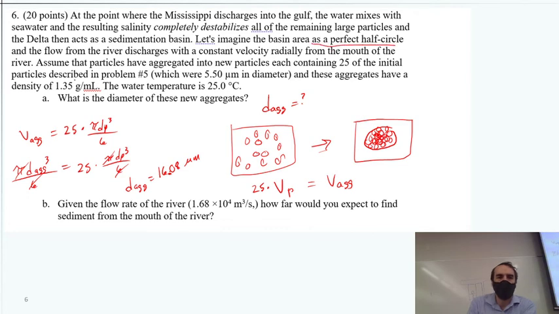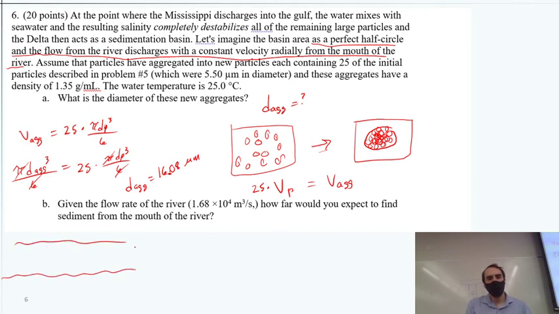And the flow from the river discharges with a constant velocity radially from the mouth of the river. And so essentially what we're saying is we have the river flowing along. It meets the ocean or the Gulf, and we're just kind of assuming that this is a flat meeting spot. And from this point, we have radial flow outwards.